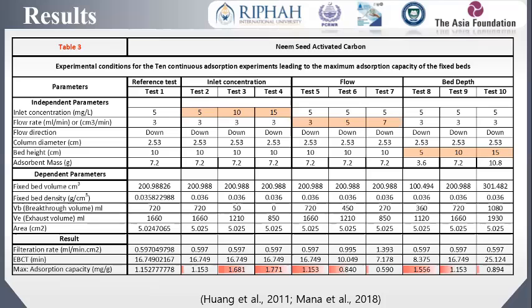Now I am moving toward the model calculation. In this table, you can see I have performed tests 2, 3, and 4 at variable concentration, tests 5, 6, 7 at variable flow rate, and tests 5, 8, 9, and 10 at variable bed depth. In the bottom row, you can see the adsorption capacity of the column, which is determined through the Thomas model. And this adsorption capacity is higher at higher concentration, low flow rate, and low bed depth.